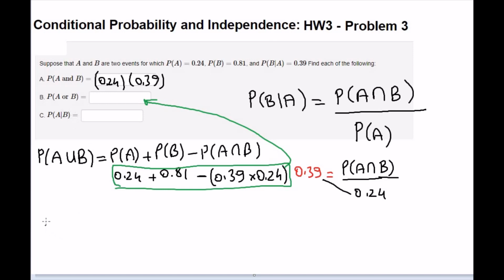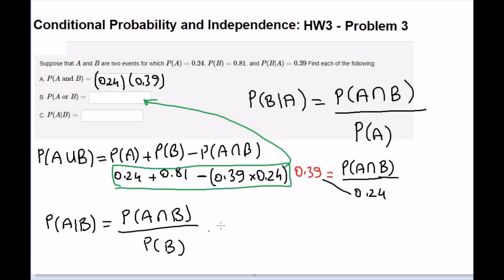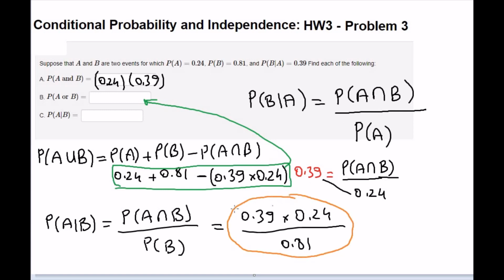Probability of A given B. Probability of A given B, let's write out the definition, their intersection over given condition. Their intersection, as we found, 0.39 times 0.24, and probability of B is 0.81. So this whole fraction is answer here.